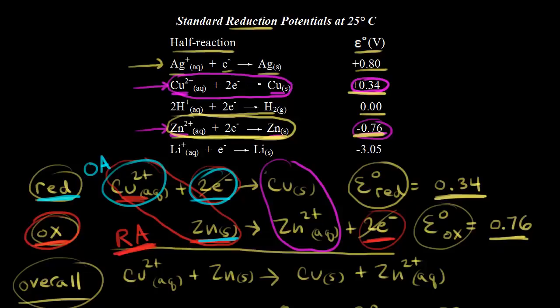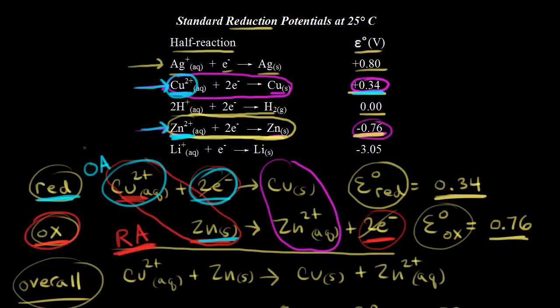So let's look at our standard reduction potential table and see if that can help us understand oxidizing agents and reducing agents. We've been comparing these 2 half reactions, right? So let's compare copper 2+ ions to zinc 2+ ions. Well, copper 2+ we know is more easily reduced. It has the more positive value for the standard reduction potential. So copper 2+ is more easily reduced, and therefore copper 2+ is a stronger oxidizing agent than zinc 2+.